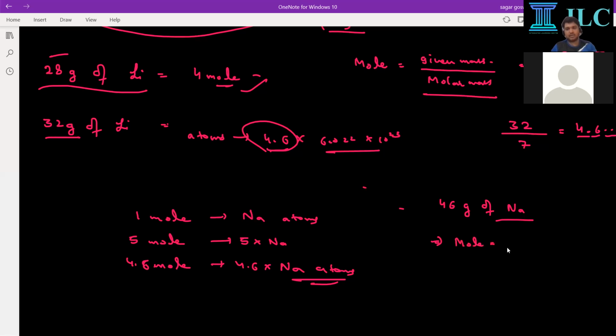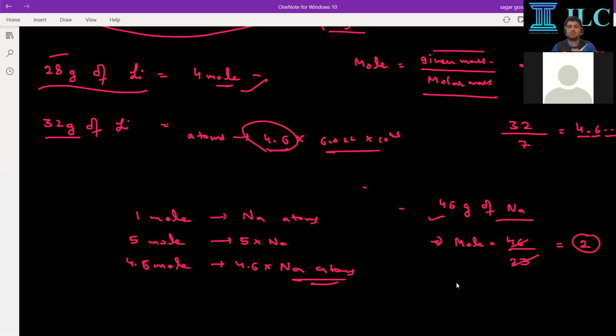What is the formula of mole? Given mass upon molar mass. What is the given mass? 46. What is the molar mass for 1 mole of sodium? 23. When you divide, you get 2.